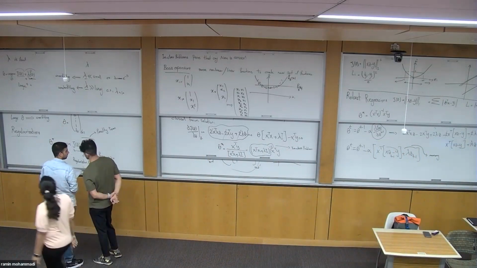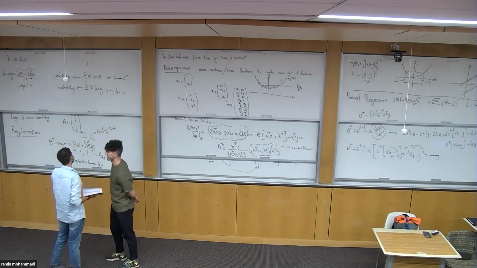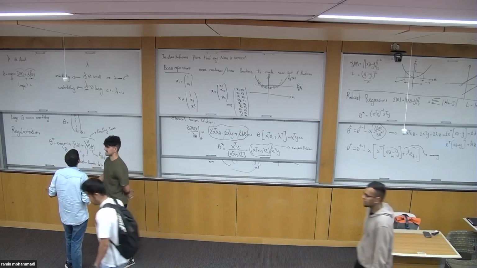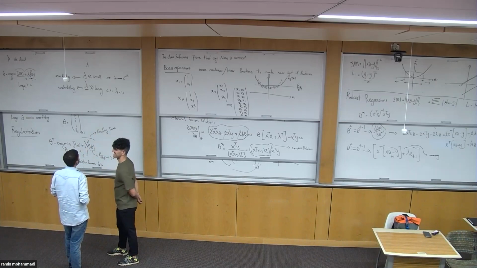That's lambda, that's not right. That's the regularization problem. These are two different algorithms. No, that's the gradient descent learning rate. This is regularization.